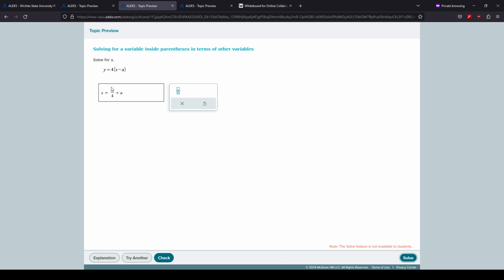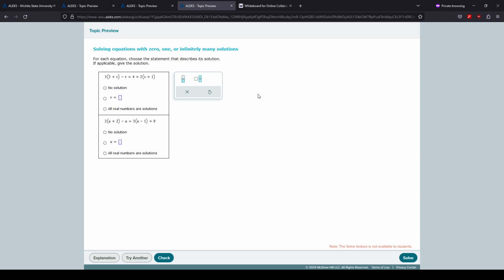That leaves us with just one topic left to take a look at here. Here we're actually going to be dealing with two separate equations, though. We are looking at solving equations with 0, 1, or infinitely many solutions. So for these two equations here, we have some possibilities. These are both multiple choice and kind of also short answer. If you decide that there is a solution, we need to write that in as well. Hopefully here we'll have some examples, though, of what no solution and all real number solutions look like as well.